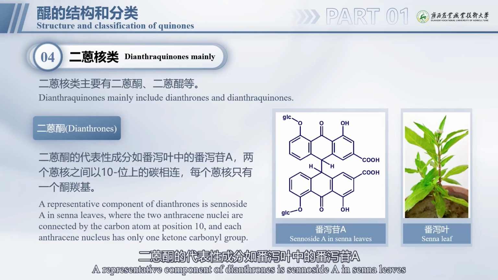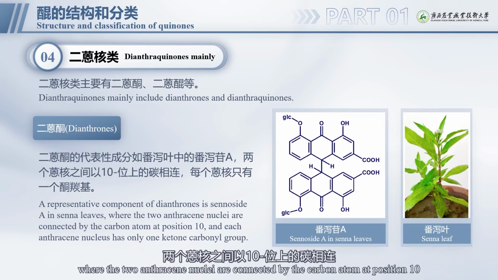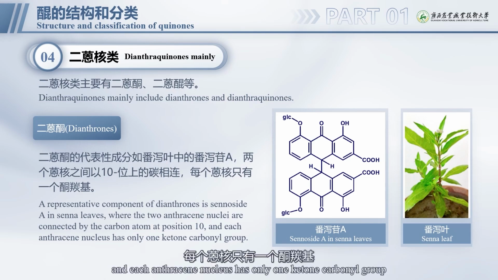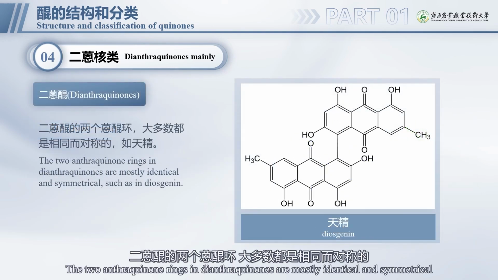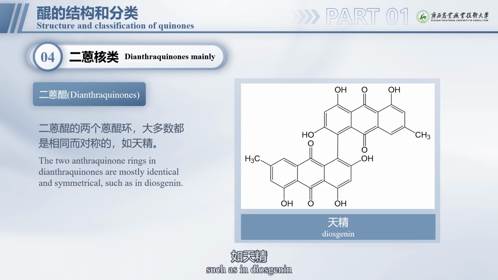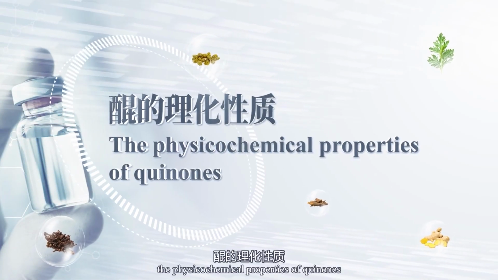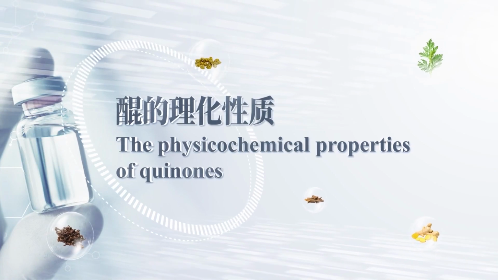A representative component of dianthrones is sennoside in senna leaves, where the 2 anthracene nuclei are connected by the carbon atom at position 10, and each anthracene nucleus has only 1 ketone carbonyl group. The 2 anthraquinone rings in dianthraquinones are mostly identical and symmetrical, such as in hypericin. Next, let's move on to the second part, the physicochemical properties of quinones.